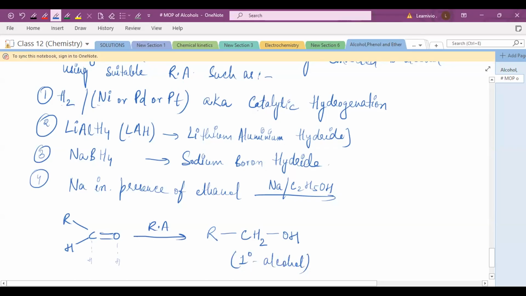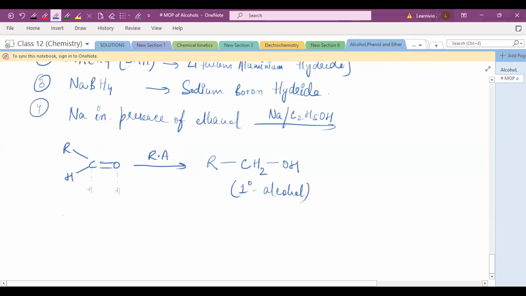Now, see, if we do the reduction of ketone, suppose this is your ketone C=O, and here there is no H attached. If you attach H, then it becomes an aldehyde. Suppose R' and R. When you reduce this, whichever reducing agent you add, what will happen? Here again hydrogen, and here also hydrogen, right?